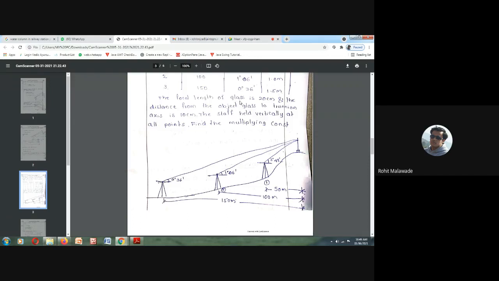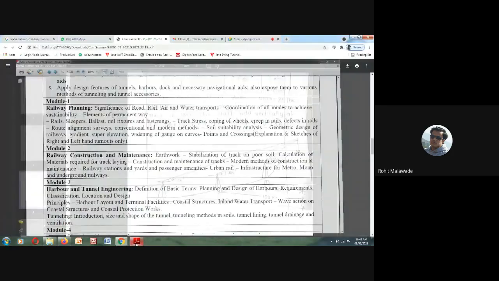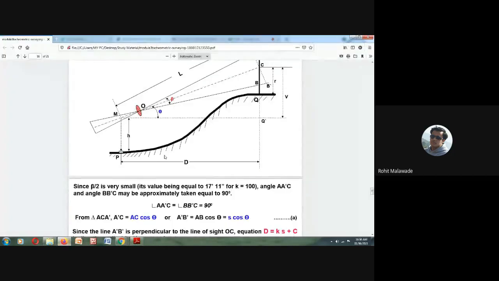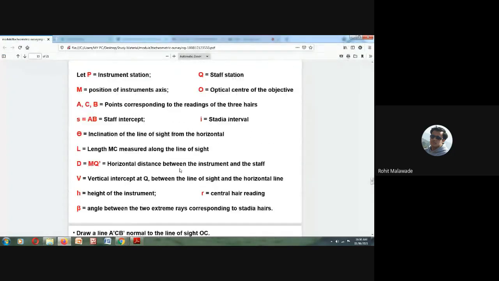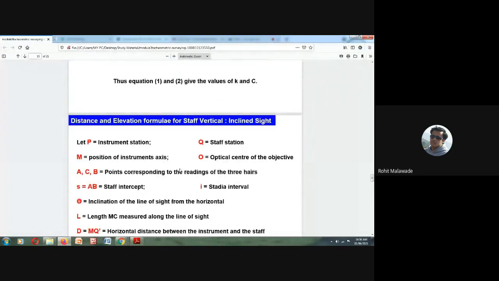Okay. The focal length of the glass is 20 centimeter. Now, what is focal length? Just we will go to the basics. What is focal length? Now we will see what focal length is.